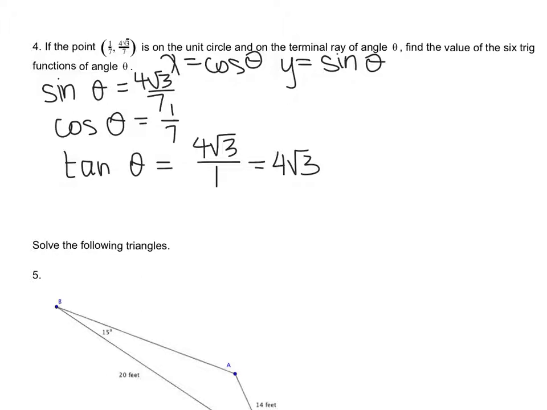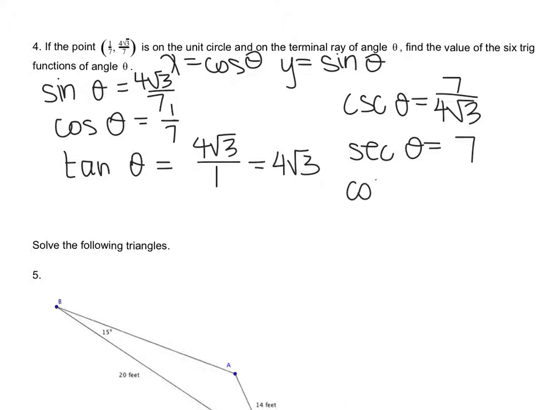Now we're going to do our reciprocal trig functions. So cosecant of theta is the reciprocal of sine, so it's going to be 7 over 4 radical 3. Secant of theta is the reciprocal of cosine, so it's going to be 7. And cotangent of theta is the reciprocal of tangent, and that's going to be 1 over 4 radical 3.